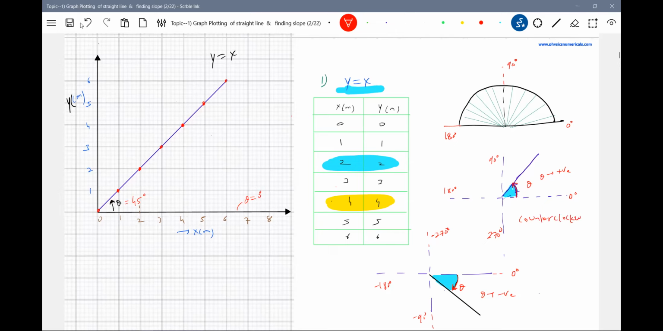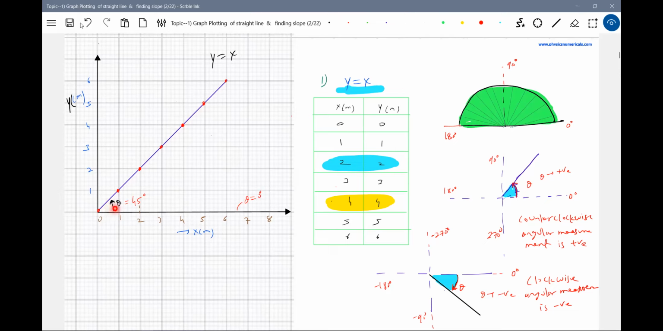Counterclockwise angular measurement is positive. Clockwise angular measurement is negative. So look at this now. What is the angle of this straight line? You bring this protractor. Open your geometry box. You see that protractor, and keep it on your notebook. Draw this particular line y equal to x. Keep the protractor there, and the protractor will read 45 degrees.